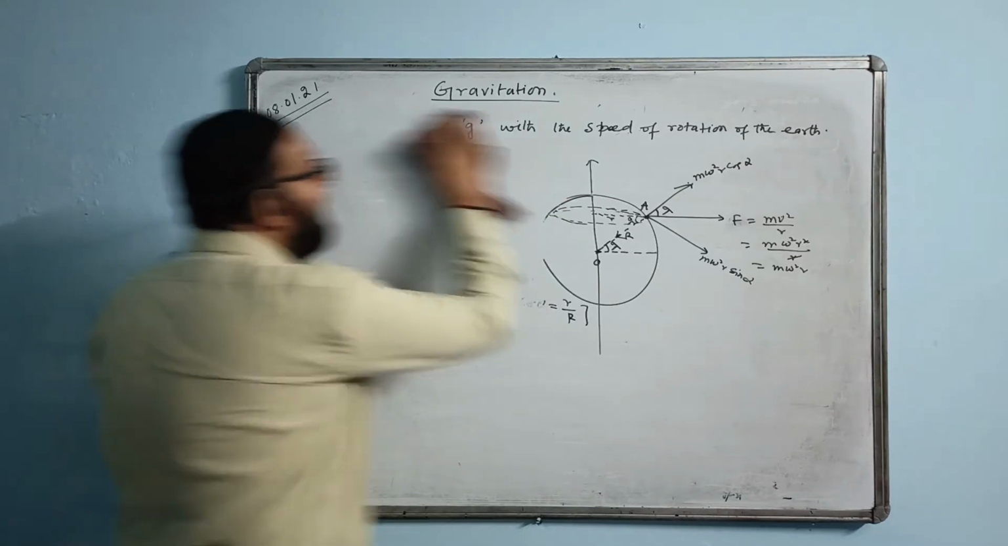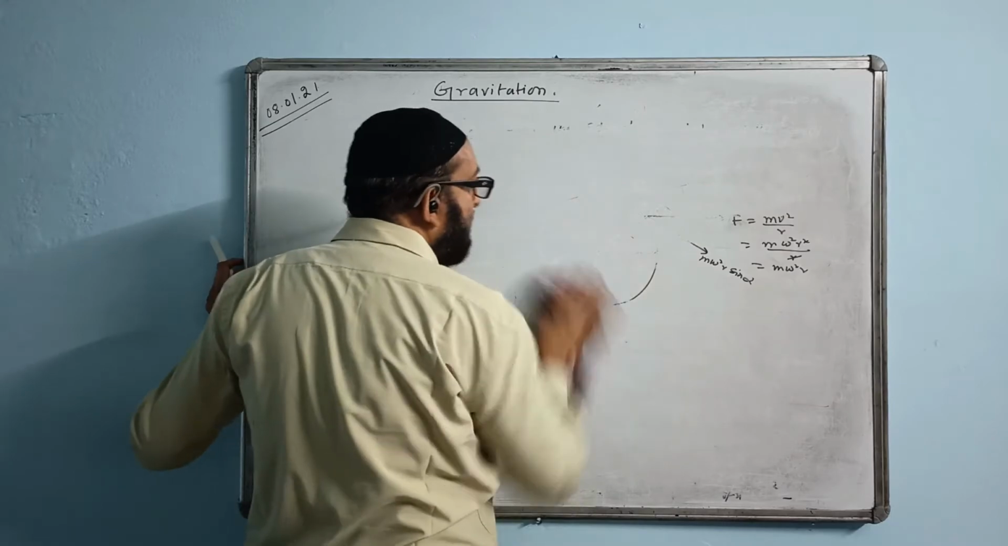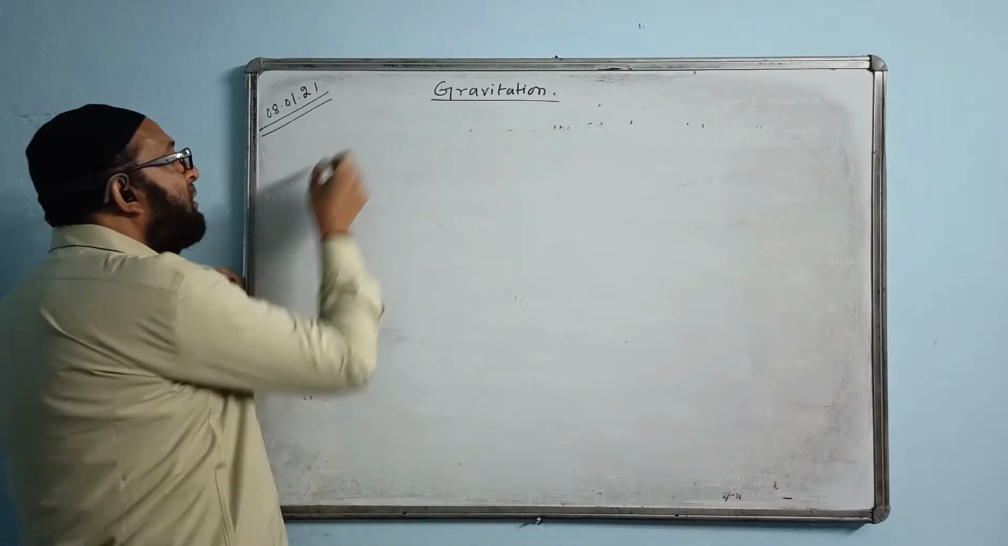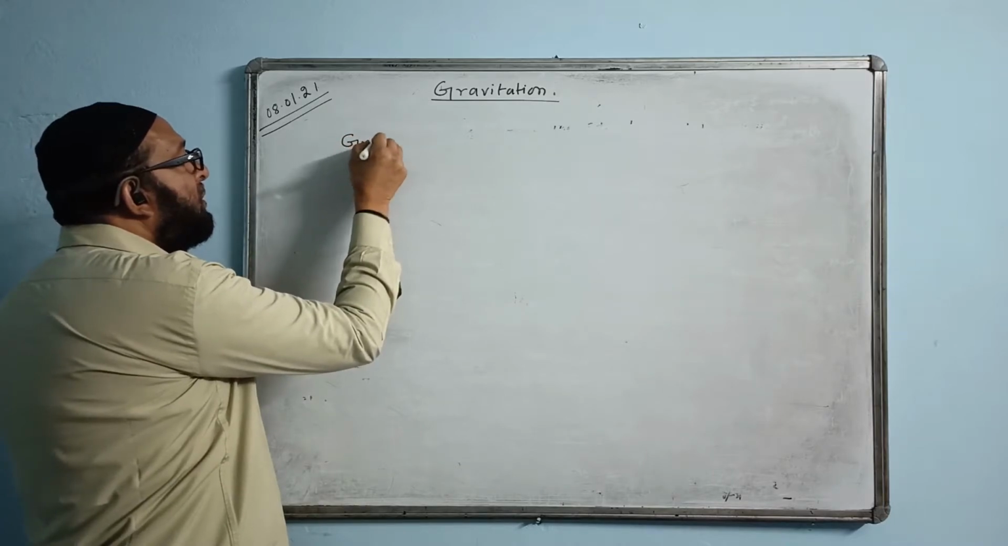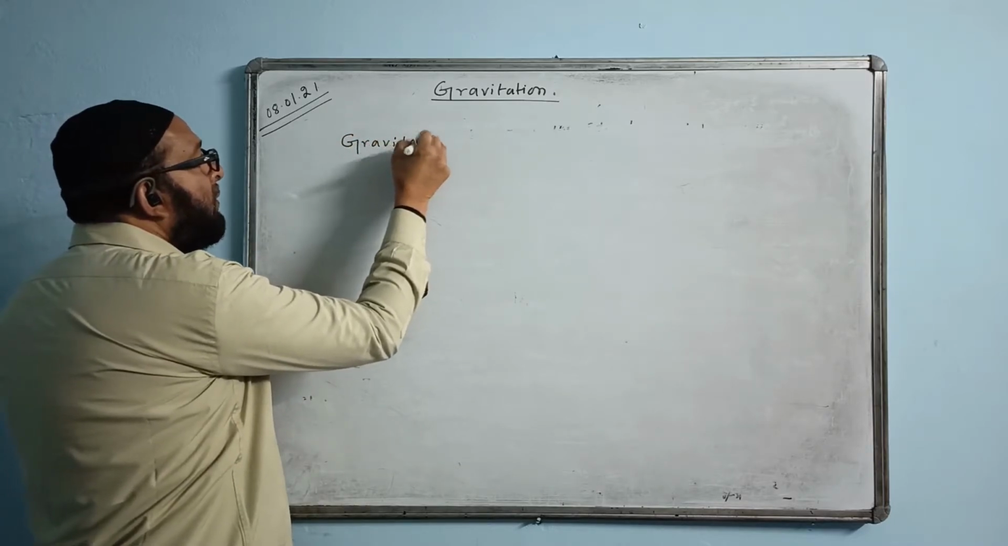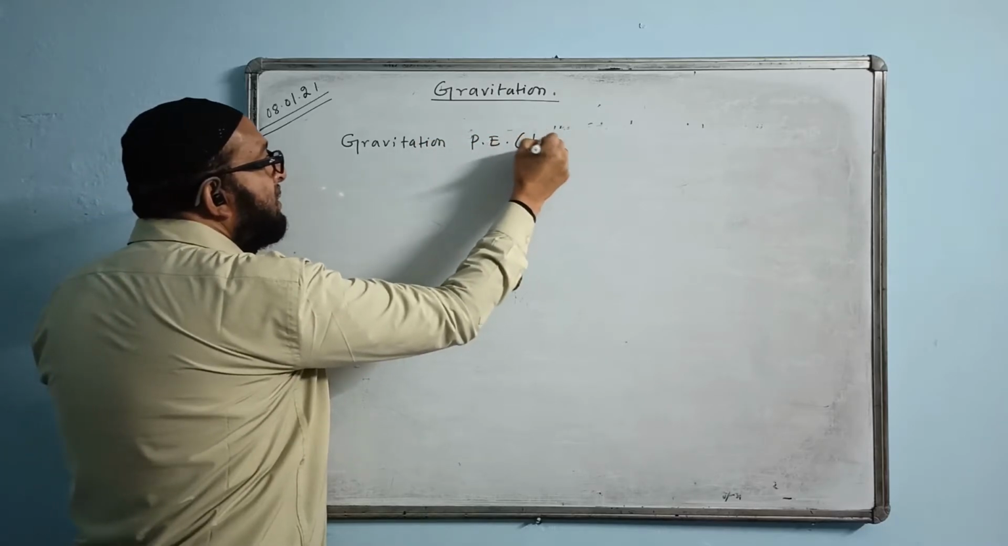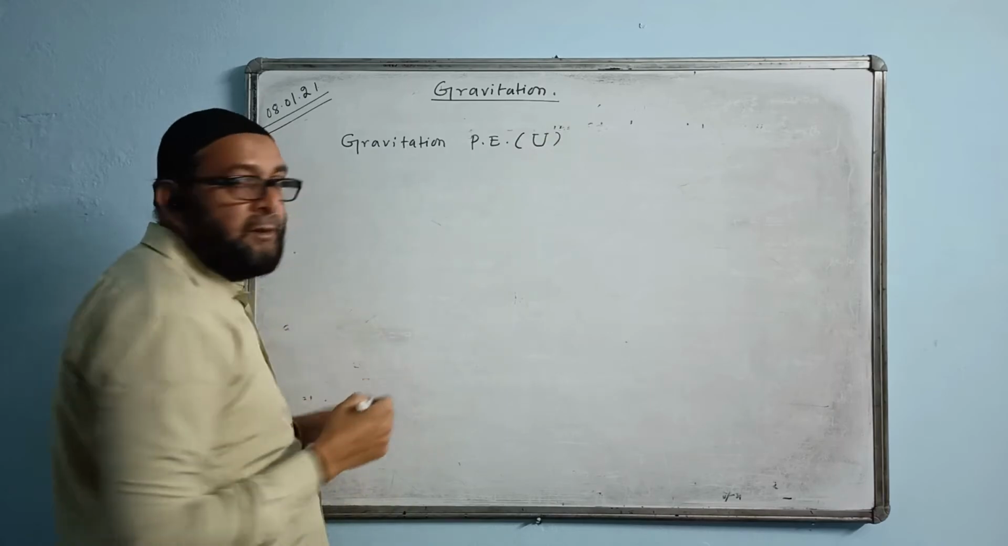Now, the next topic we are doing is gravitational potential energy. Gravitational potential energy, that is denoted by the symbol capital U.